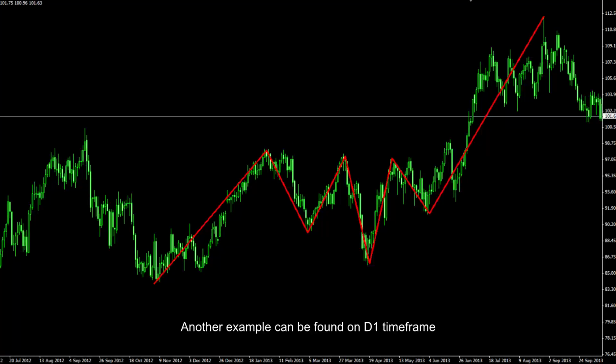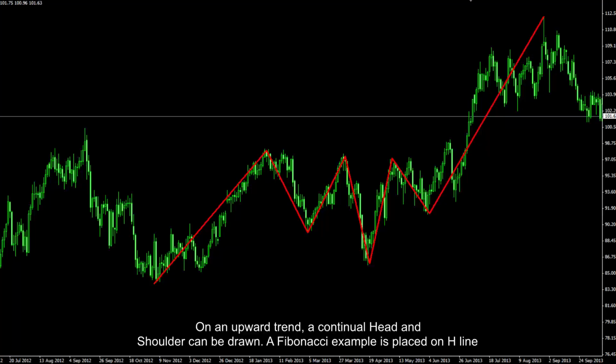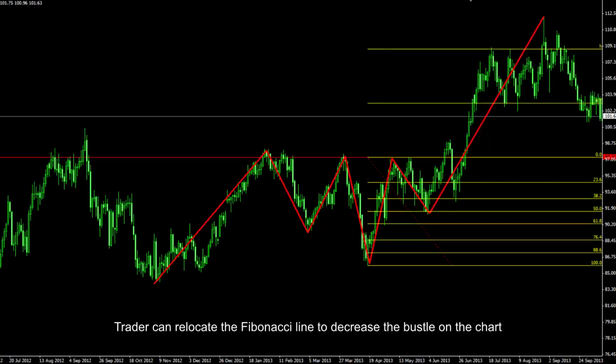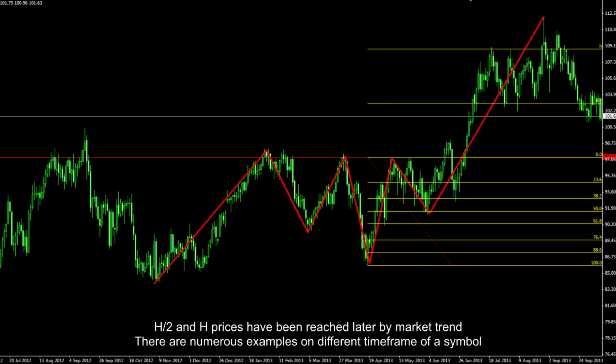Another example can be found on the D1 timeframe. On an upward trend, a continual head and shoulder can be drawn. A Fibonacci example is placed on the H-line. A trader can relocate the Fibonacci line to decrease the bustle on the chart. H2 and H prices have been reached later by the market trend.